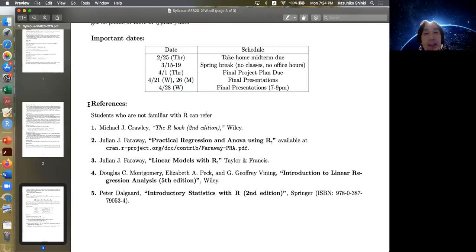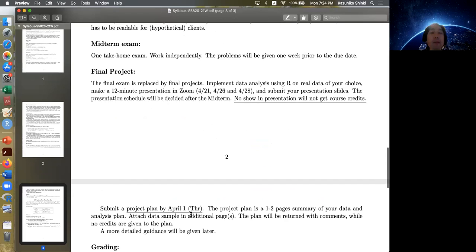Yes, some references, if you are not familiar with R or you want to remember how to use R. I think the first one, the R book, and the second one, Practical Regression and ANOVA using R, and the last one, Introductory Statistics with R, are available online. For 3 and 4, I'm not exactly sure. Maybe you have to buy a book. And the contents are pretty similar to each other. Okay, so this is the syllabus.